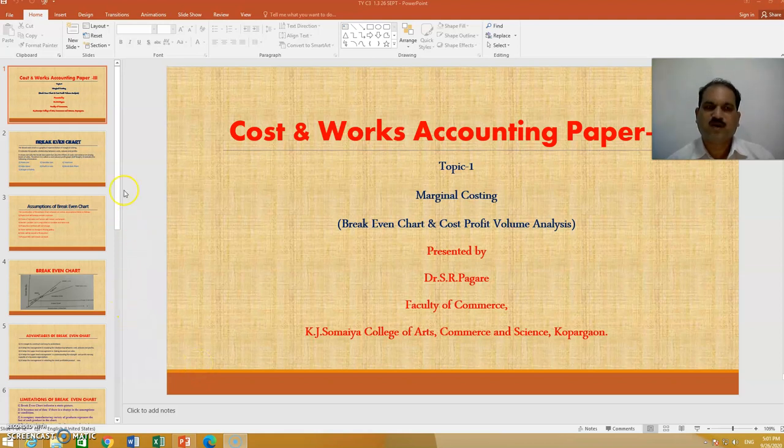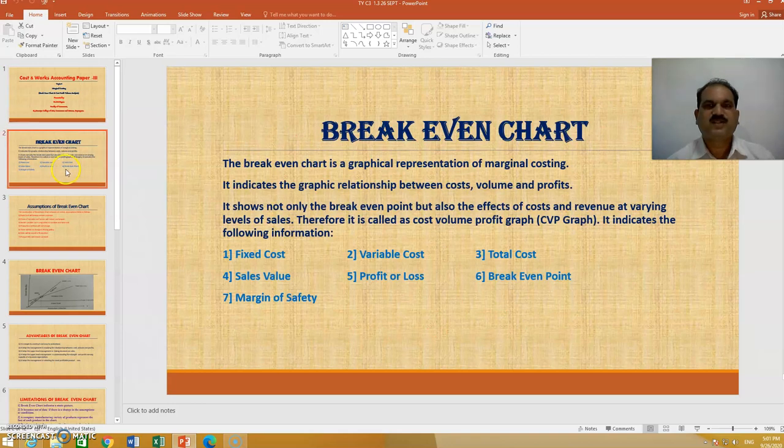In Cost and Works Accounting, today we will be discussing break-even chart and cost volume profit analysis. First, let's understand what a break-even chart is. But before that, we need to know the definition of break-even point. In marginal costing, the point at which there is no profit or no loss is called the break-even point. That means it is the point at which a businessman has incurred neither a loss nor a profit.